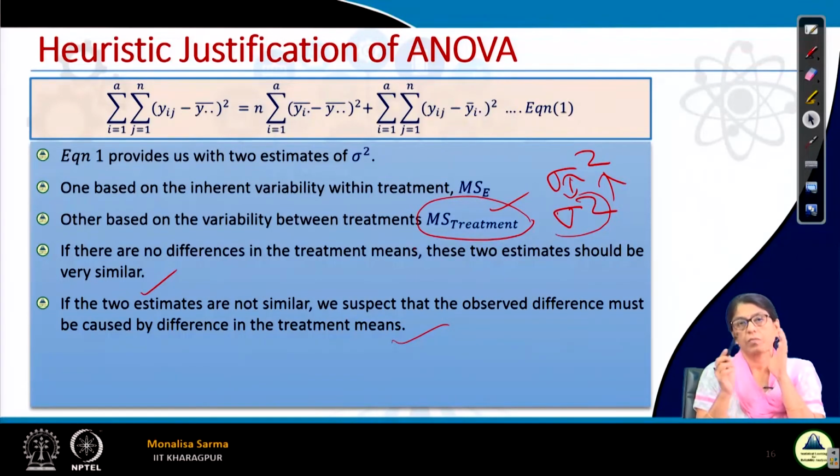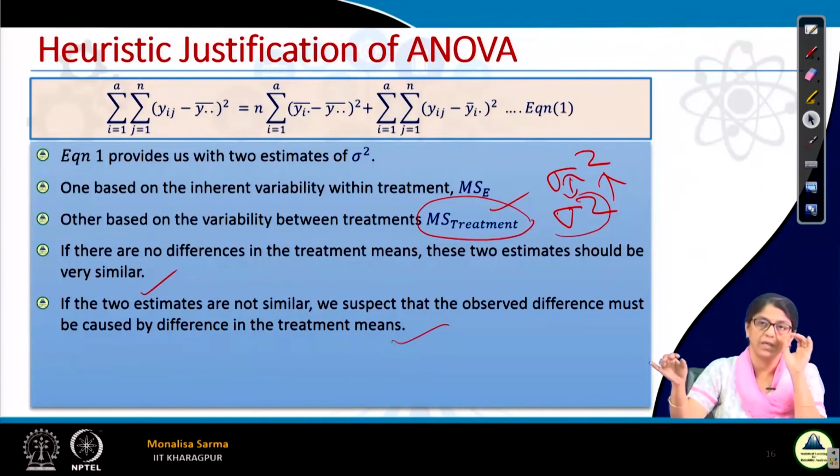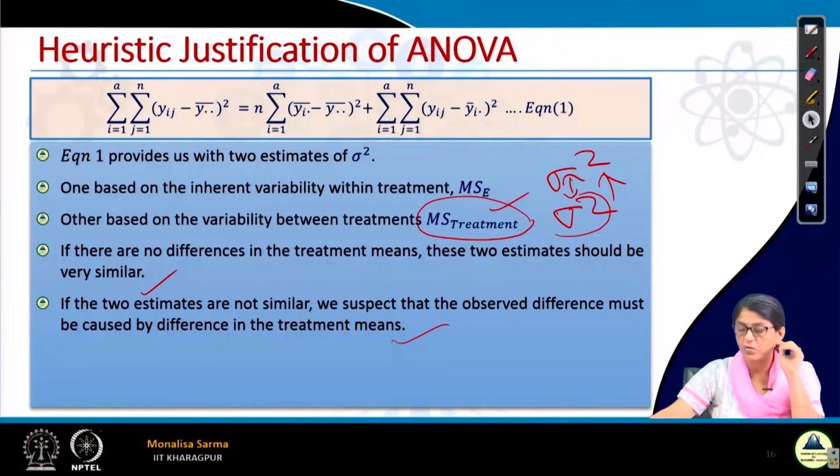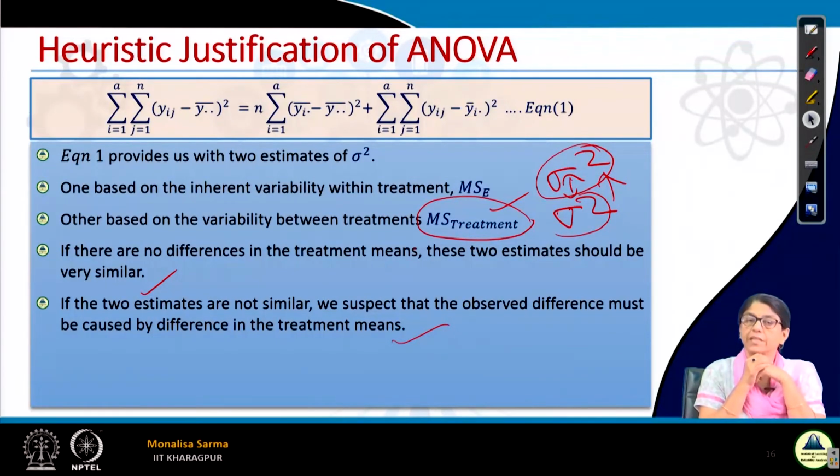Okay. So assuming that all the means are the same, I got an estimate of sigma square. If all the means are not the same, the estimate of sigma square which I find will definitely not be equal to sigma square, that is, the pooled variance estimate. So if the two estimates are not similar, we suspect that the observed difference must be caused by the difference due to the treatment means.